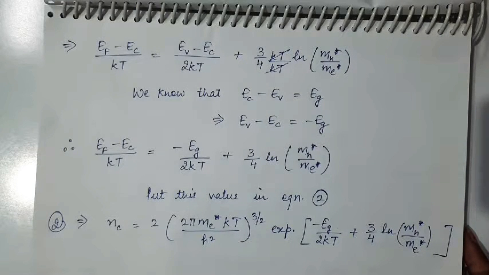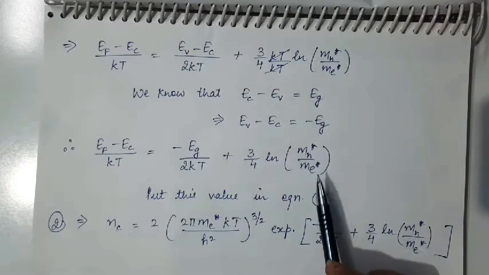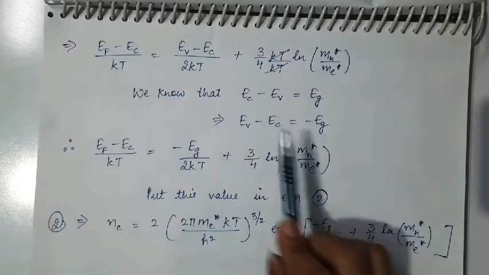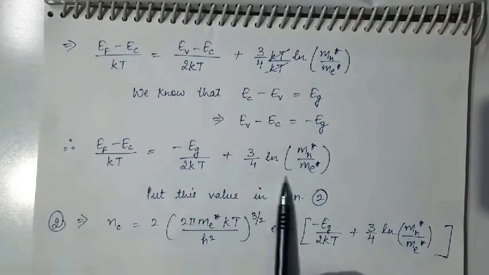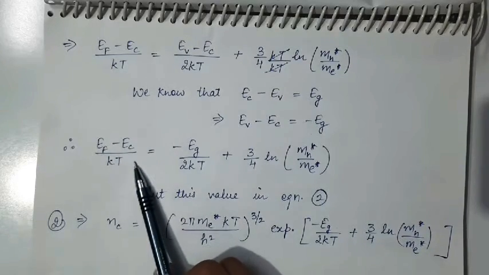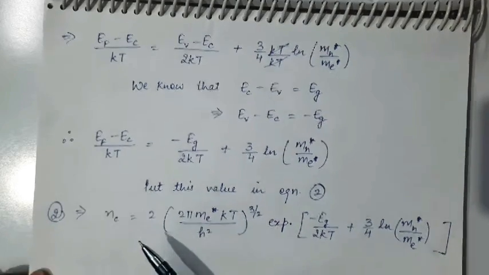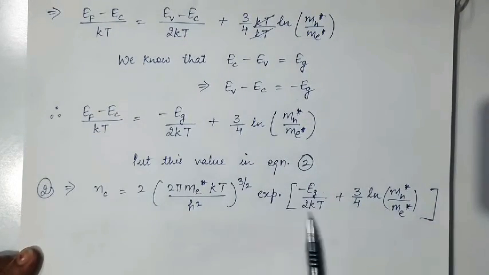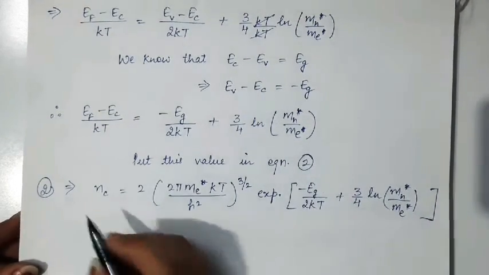And as we know that the forbidden gap Eg is equal to EC minus EV. When we subtract the top of the valence band from the bottom of the conduction band, then we get the forbidden gap, that is Eg. But here we have EV minus EC, so that will be equal to the negative of the energy gap. So put this value in this equation, and we will get this expression. Now we will put this value in the expression of Nc, so the expression of Nc will become this. And now we will solve this.